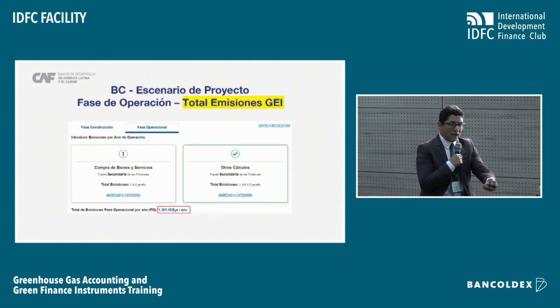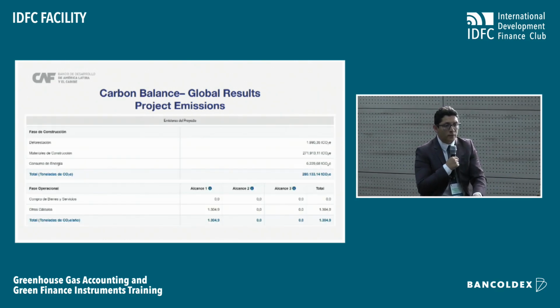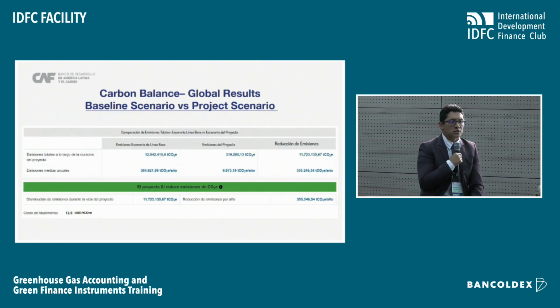And we finally have the balanced carbon for the operation, basically subtracting the project emissions from the baseline emissions, allocating them depending on scope 1, scope 2, scope 3, and the final carbon balance allocated to each of the greenhouse gas emission sources.